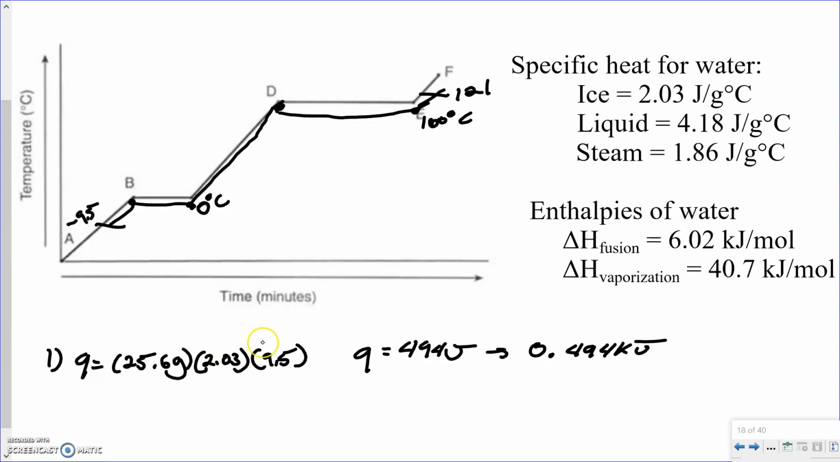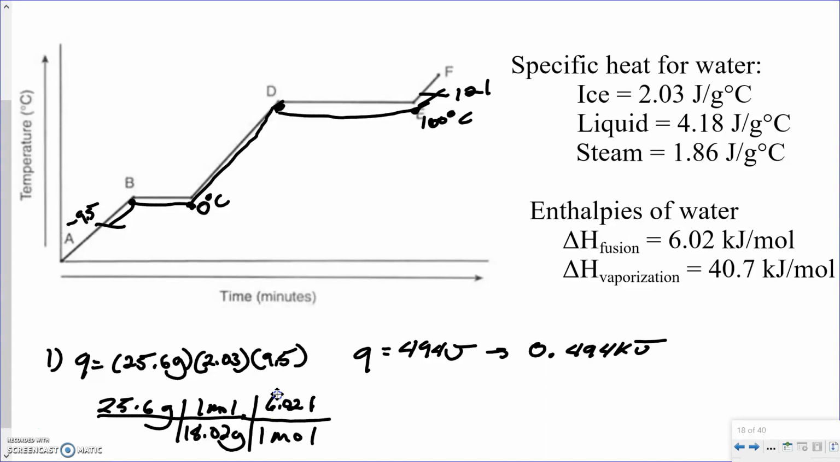From there, we do the next step, which is our delta H of fusion. And I'm going to set it up first off calculating my moles. So 25.6 grams H2O, 18.02 grams per 1 mole. And I'm going to go ahead and continue on and set it up this way. You don't have to do it this way. For every 1 mole, it is 6.02 kilojoules. So 25.6 divided by 18.02, and that multiplied by 6.02, and that's going to give us a total of 8.55 kilojoules. Okay, and that's step 2.